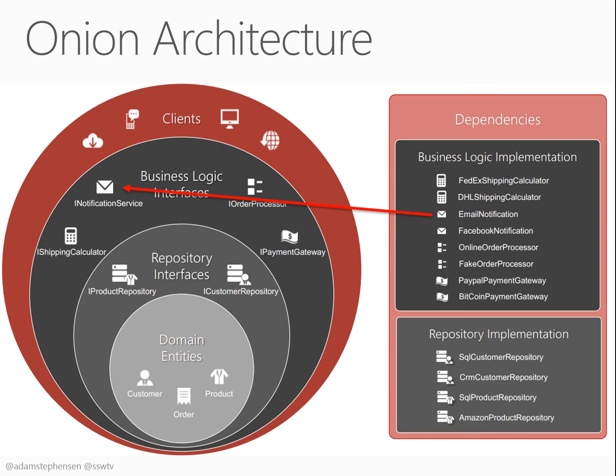You can see here we insert the email notification dependency into the iNotification service socket, the FedEx shipping calculator into the iShipping calculator, and the PayPal payment gateway into the iPayment gateway socket in the business layer. This is all very easy to set up. Next, we can see that we're mapping the SQL customer repository to the iCustomer repository and the SQL product repository to the iProduct repository. What's happening here is that we're injecting into the core application the way we query and update data.